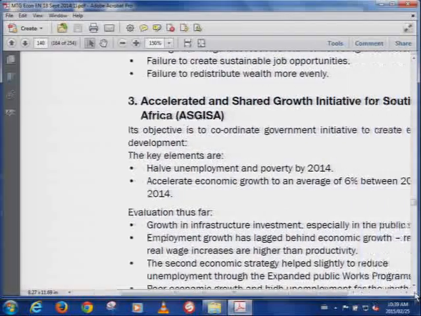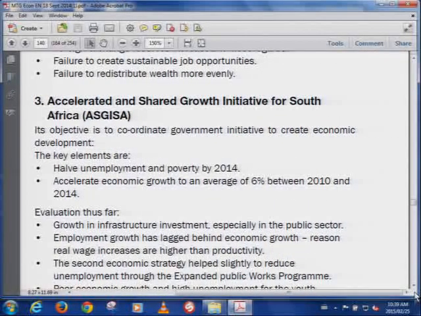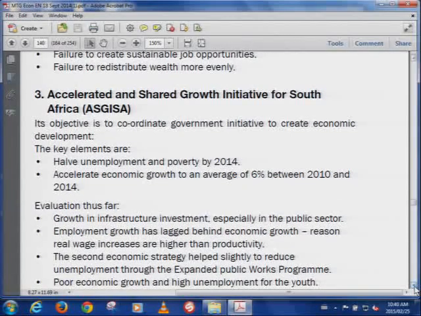Now, ASGISA was not part of that. With ASGISA, the Accelerated Shared Growth Initiative of South Africa, you need to be prepared and you need to know and master these policies in case you get a question like the one that was on the question paper last year. Our candidates had a problem with this question because they were not really prepared. So you need to prepare everything and be able to answer all the questions.